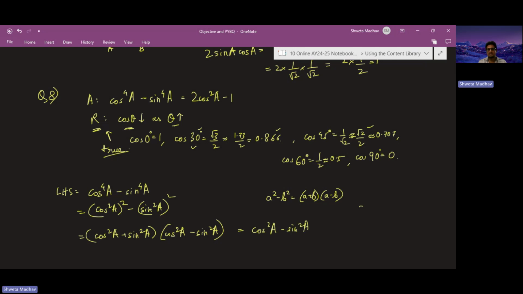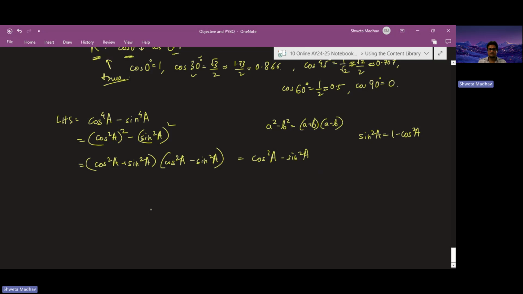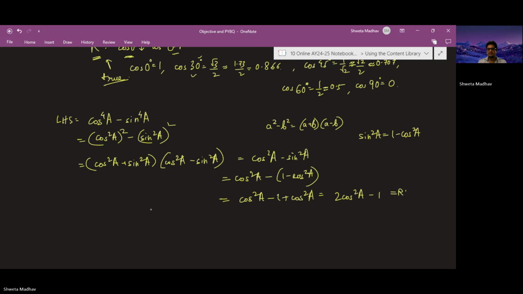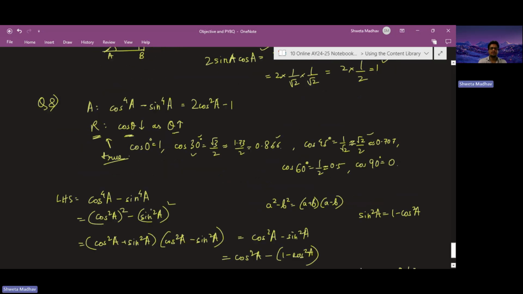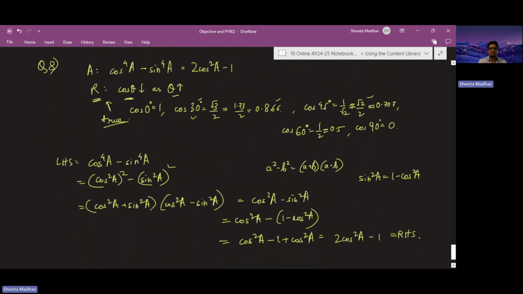So this will be equal to cos square A minus sin square A. Now sin square A is equal to 1 minus cos square A. So if we put it here, then we get cos square A minus 1 minus cos square A. If we expand it, we get cos square A minus 1 plus cos square A, so this will be 2 cos square A minus 1, which is equal to the right hand side. So cos power 4A minus sin power 4A is equal to 2 cos square A minus 1.